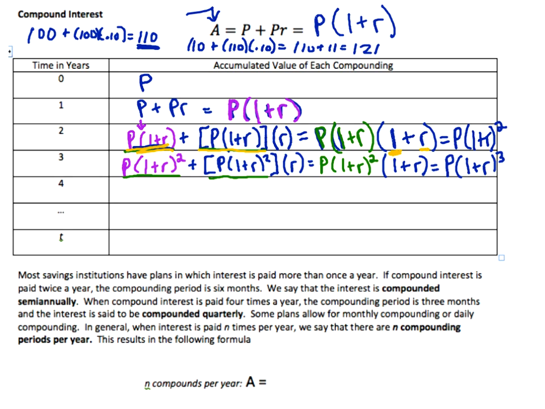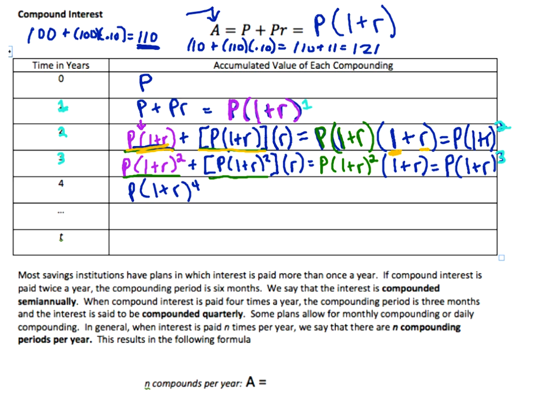Notice when I have 1 year of compounding, I have p times 1 plus r to the first power. When I have 2 years of compounding, I have p times 1 plus r squared. When I have 3 years of compounding, p times 1 plus r cubed. So without even having to do all of this factoring business, I know that when I have 4 years of compounding, the formula for that is p times 1 plus r to the 4th power.